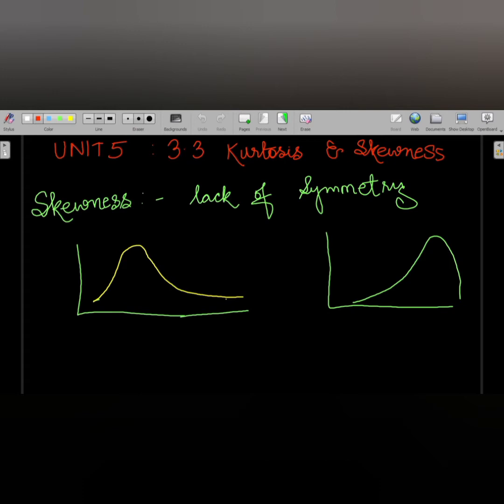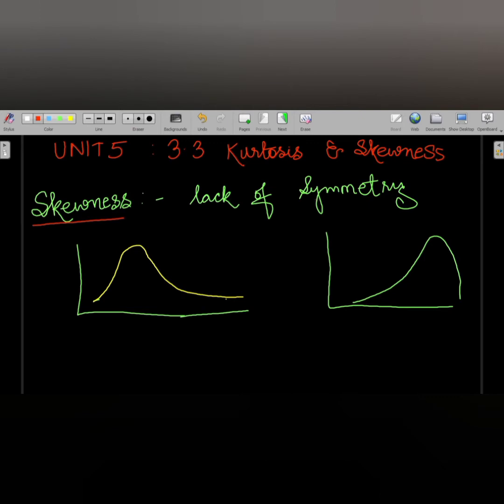Before going to skewness, why are we using skewness when we have dispersion? We have studied the measures of dispersion. Dispersion tells us how much variation there is around the central tendency, right? But it cannot depict the shape, whether symmetrical or asymmetrical. Clear? So to know the shape of the figure, we use skewness. Skewness itself tells the lack of symmetry.